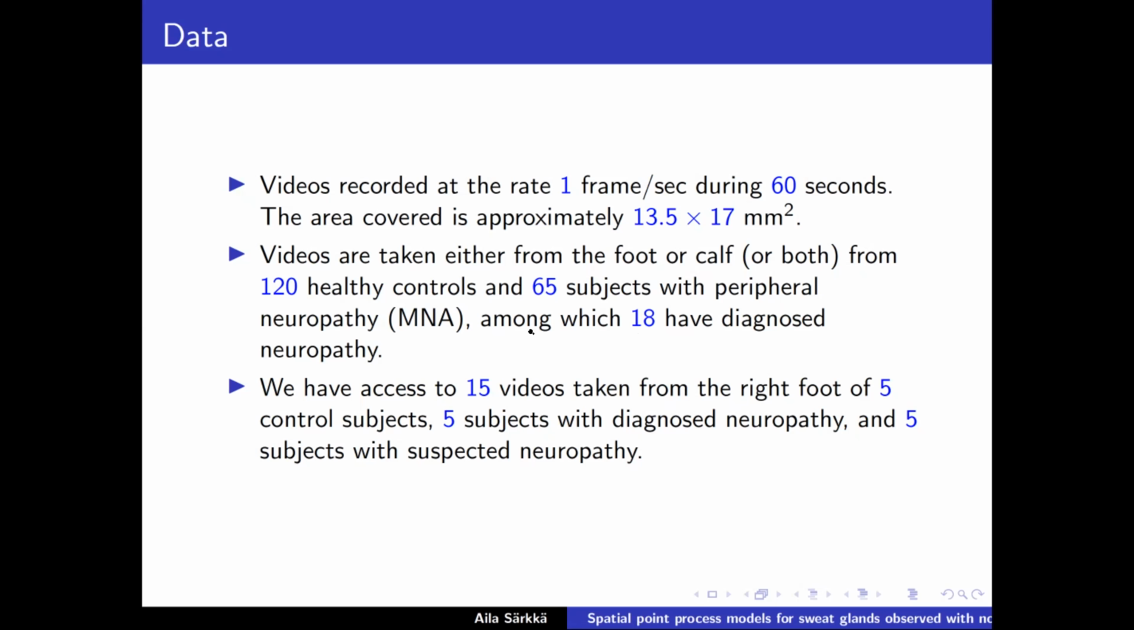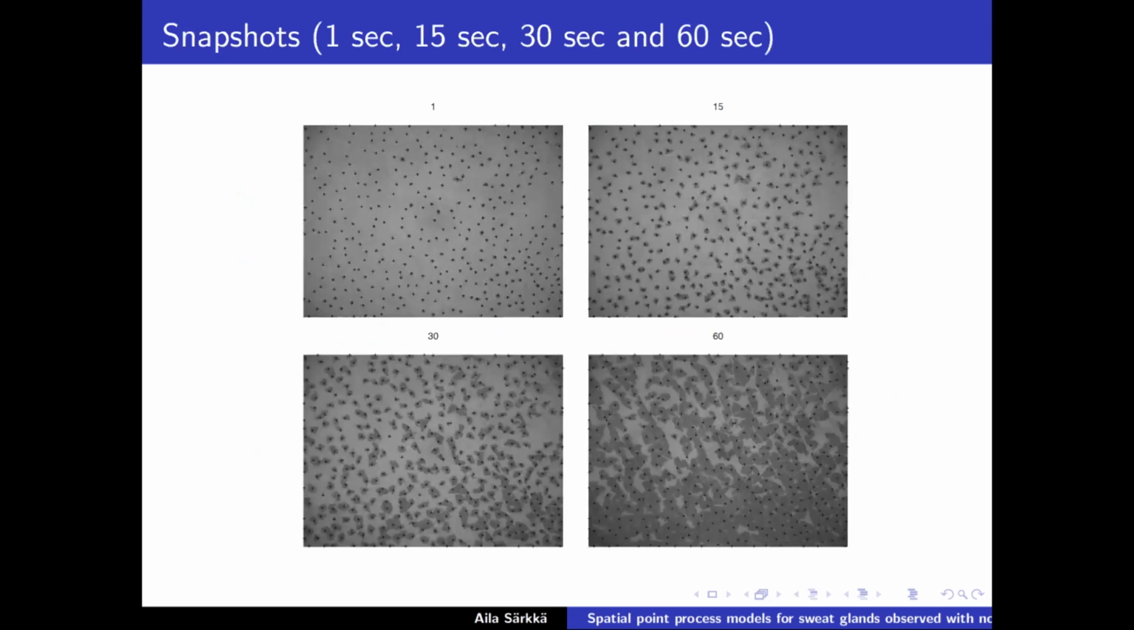Now, we don't have access to all these videos, but we have access to 15, 5 from each group, meaning 5 healthy controls, 5 suspected neuropathy cases and 5 diagnosed neuropathy cases. And then we looked at these videos and tried to do some kind of statistical or spatial statistical analysis of them.